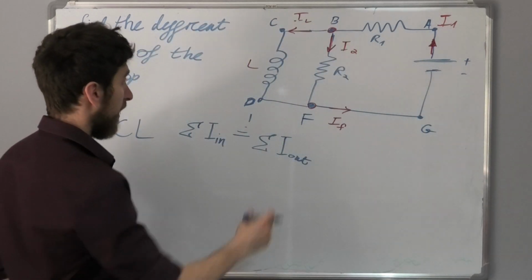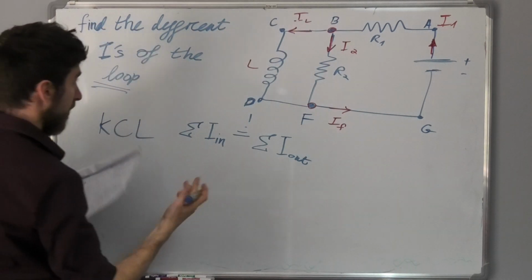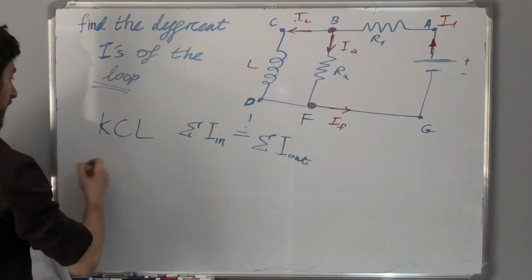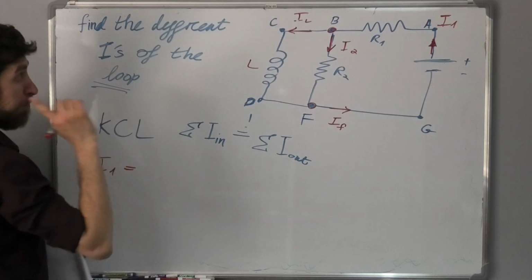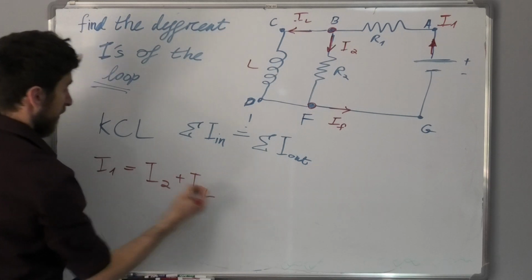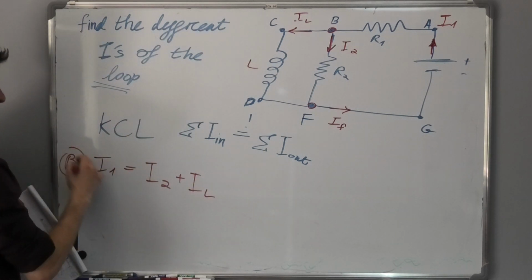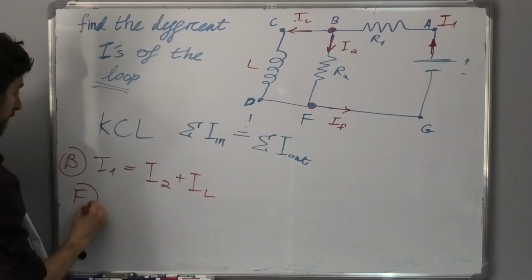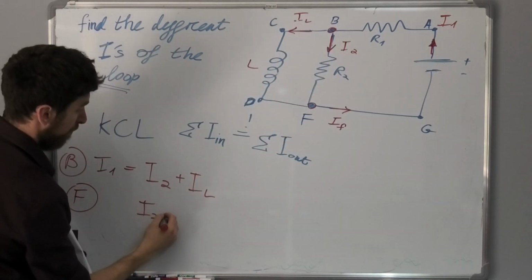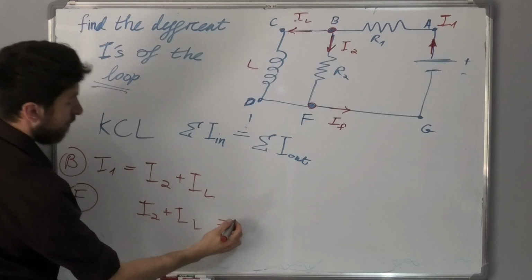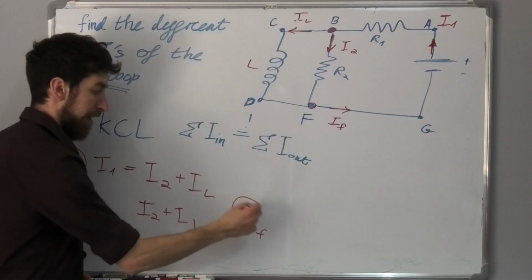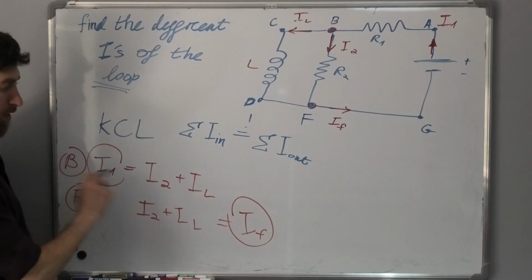Okay? So let's do Kirchhoff's law, or this logic law, around B. If I look at B, what's going in? Going in is only I1. And this must be equal to the sum of I2 and IL. So this is junction B, right? What's going in junction F? In junction F, what's going in? I2 plus IL. And what's going outside? I final. So what I got here is that IF is actually equal to I1. That's what I got from here.